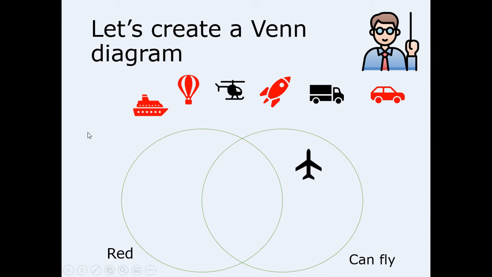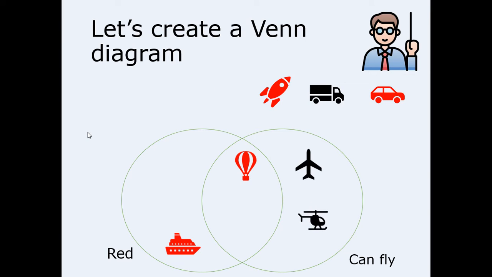The next thing is the ship. Well, that's red, but clearly a ship can't fly, so it goes into the red circle. The next thing is the hot air balloon. Now that's red and it can fly, so that's going to go into the overlap section. That thing goes into both circles. The next thing is a helicopter. Again, it's black, so it's going to have to go into the can fly circle, but it's not going to go in the overlap. The rocket can fly and is red.